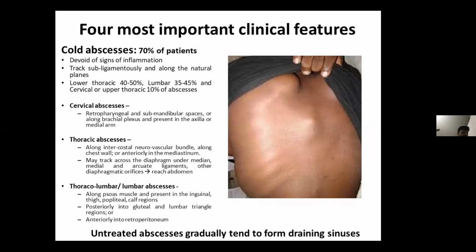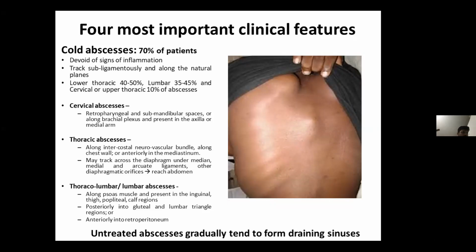Around 40 to 50% of cold abscesses are in the lower thoracic region, and the lumbar region is around 35 to 40%. The abscesses in the cervical region can track into the retropharyngeal spaces or other neck spaces, or they can even track along the brachial plexus and present in the axilla or the medial part of the arm. The thoracic abscesses can track along the intercostal neurovascular bundle. They can present anywhere along the chest wall, or anteriorly in the mediastinum. Or sometimes the thoracic abscesses can pass across one of the orifices in the diaphragm and reach the abdomen.